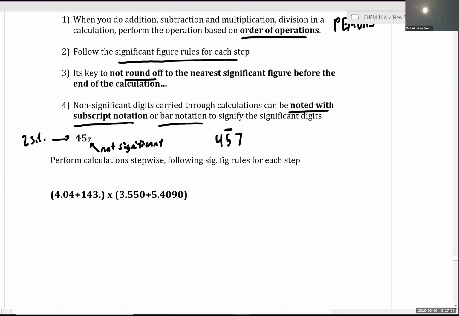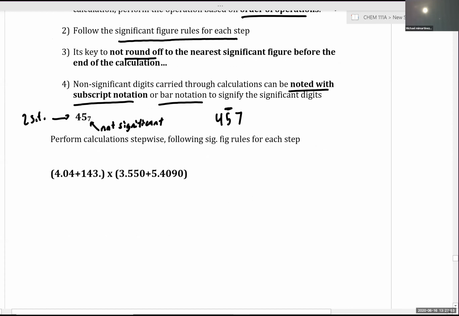So to show how this works, let's look at an example where we have to do a set of operations. And I'll get out my calculator for this.